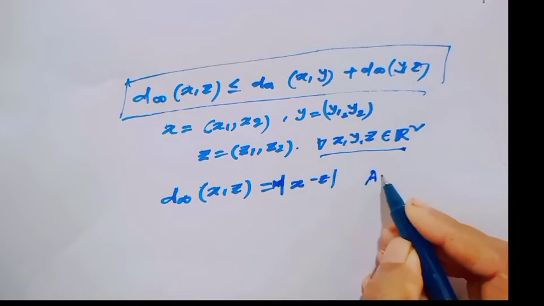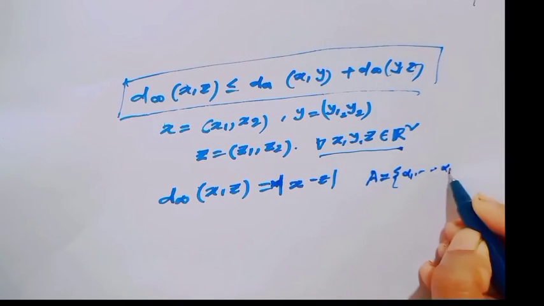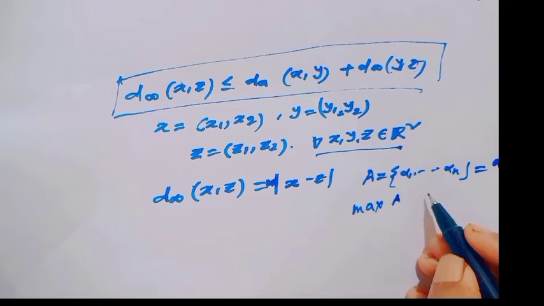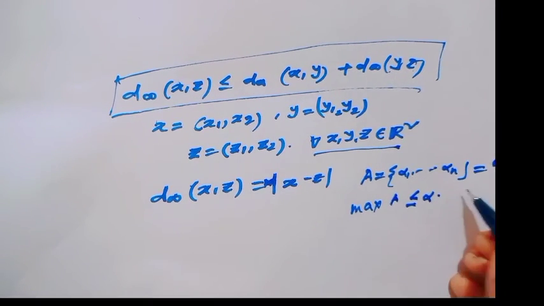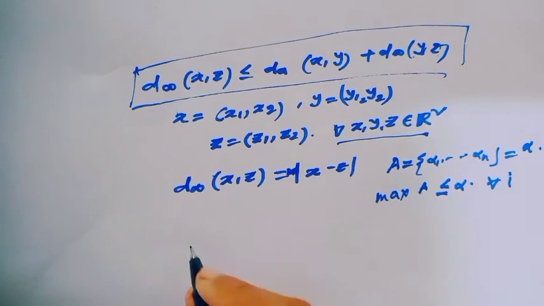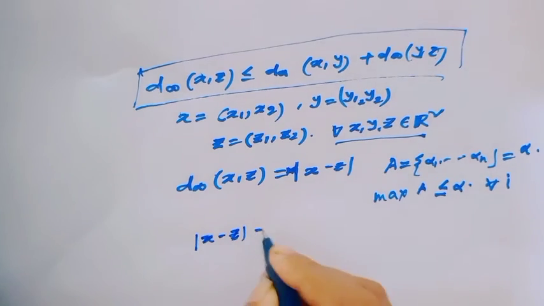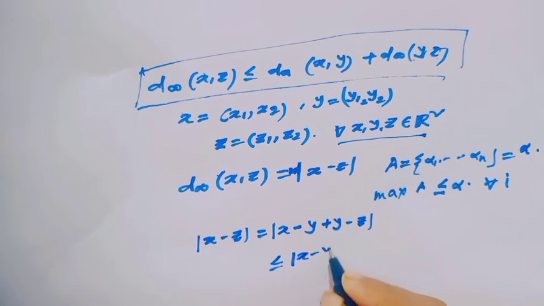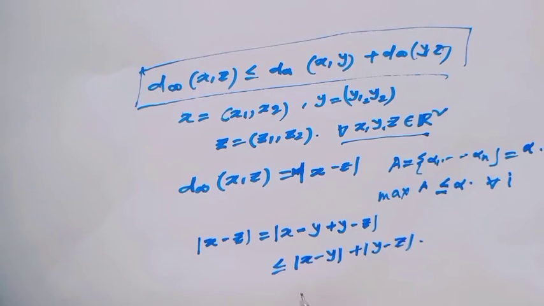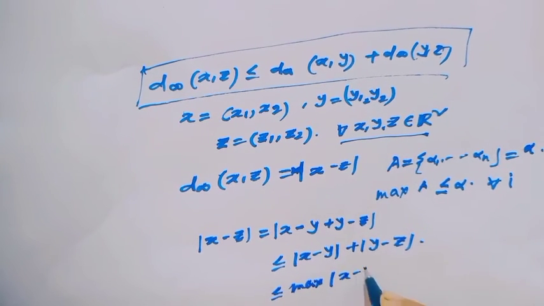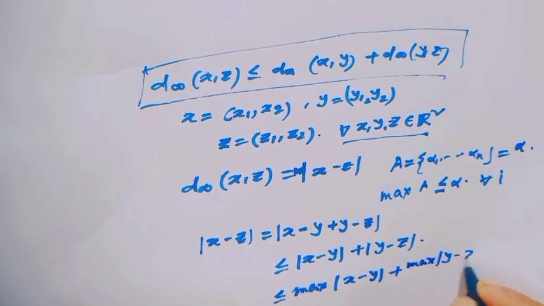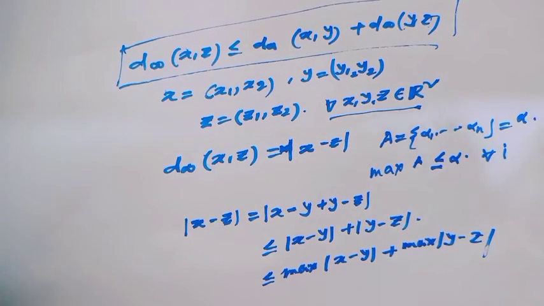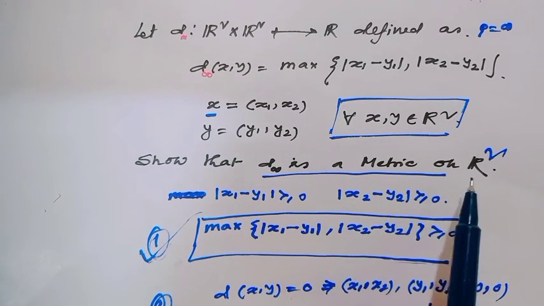And if a set A contains a finite number of elements, and the maximum value is alpha, then every element of A is less than or equal to alpha. Obviously, we can write x minus z as x minus y plus y minus z, and this is obviously less than or equal to |x minus y| plus |y minus z|, and this is also less than or equal to the maximum of |x minus y| plus the maximum of |y minus z|. That means the triangle inequality here will be true. So obviously d infinity is a metric on R2.